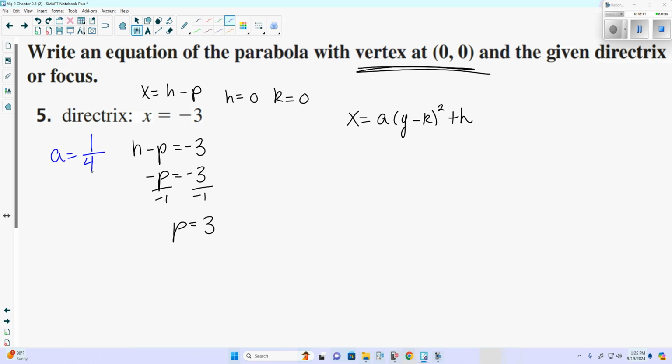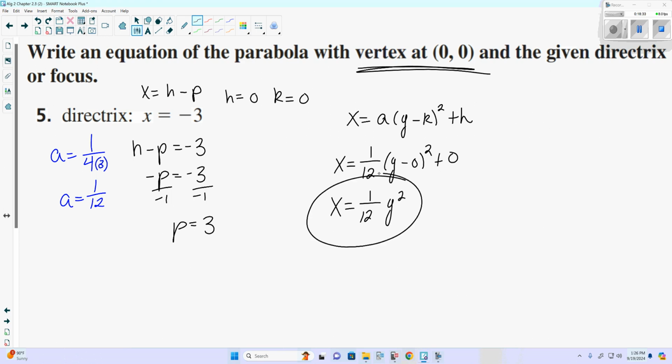A is 1 over 4p. So A is 1 over 12. Plug it back in. Yes. How do we feel about this here?